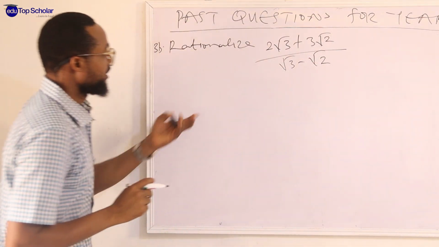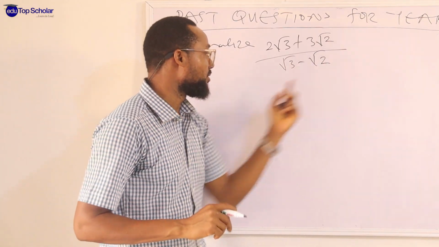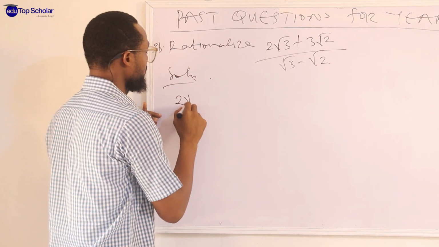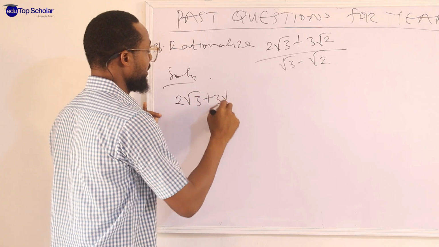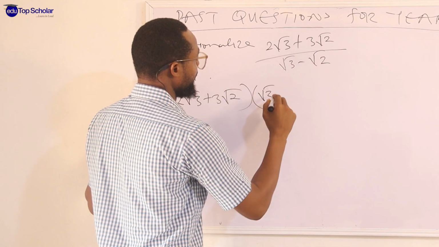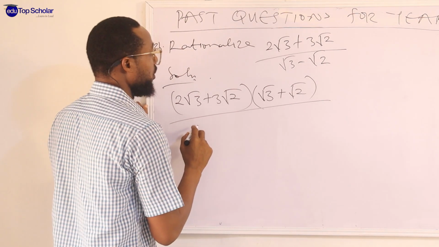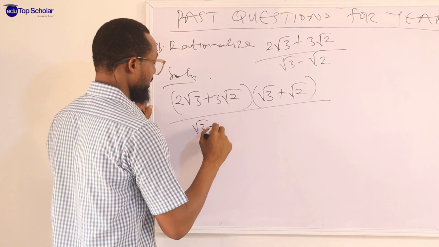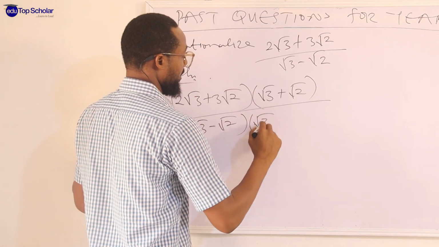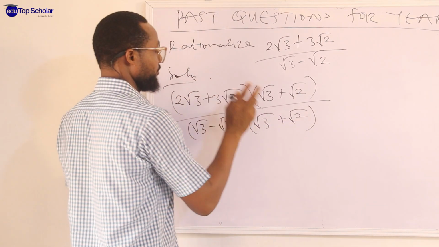Now to rationalize, this one means we should take the conjugate of the denominator, and use the result to multiply both the numerator and the denominator. Okay? Solution. So we have 2 root 3 plus 3 root 2, all of this multiplied by the conjugate of the denominator, which is root 3 plus root 2, over root 3 minus root 2 multiplied by root 3 plus root 2. So we expand this now.